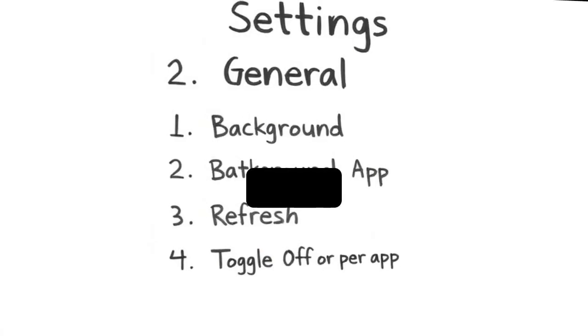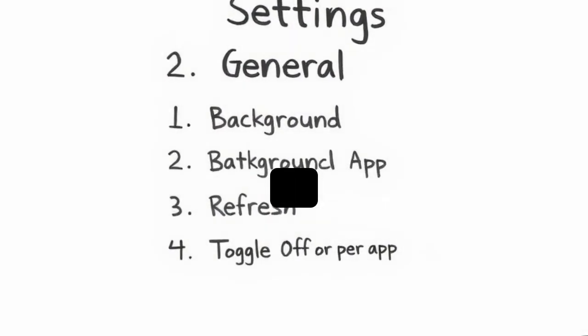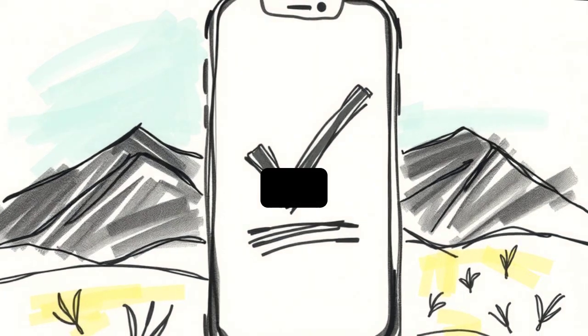Quick recap: open Settings, General, Background App Refresh, then turn off or toggle per app. Try it now and check your battery.